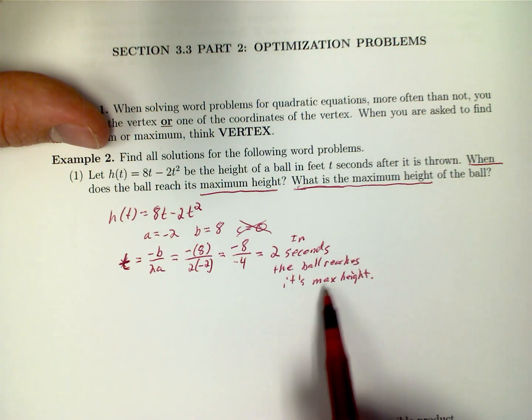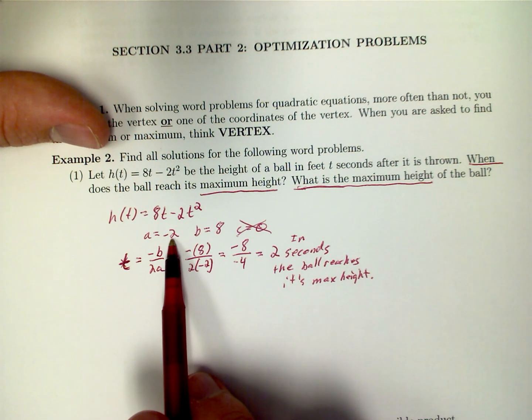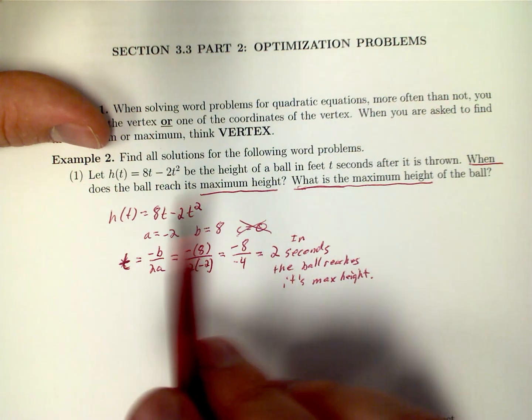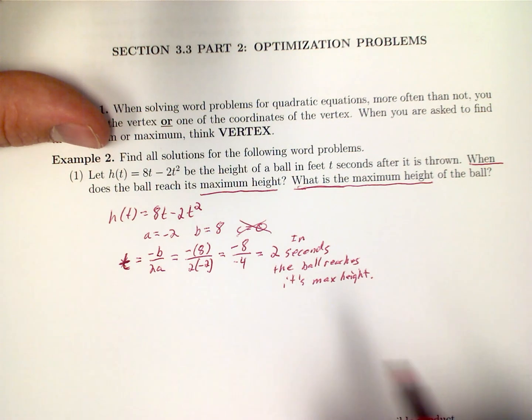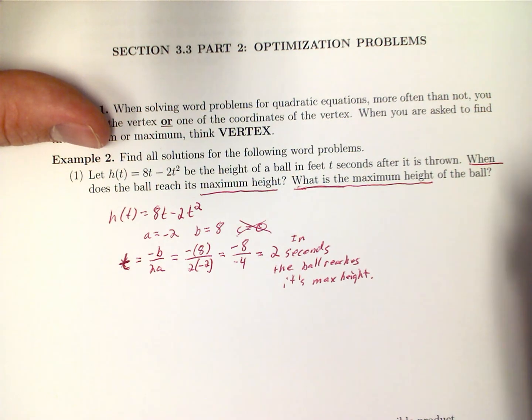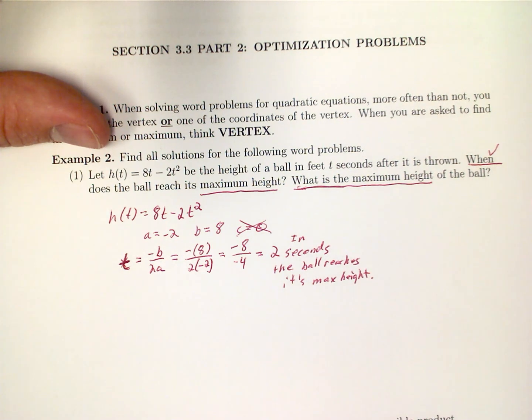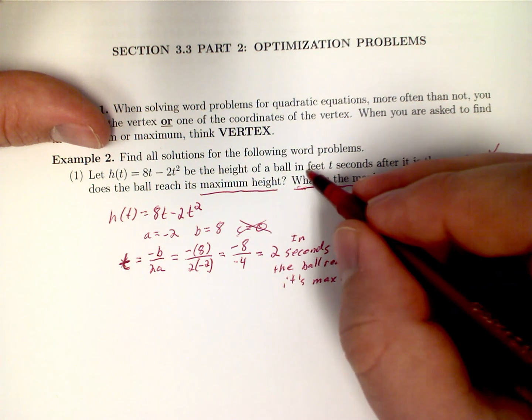And we know it's a max height because what is the a value? It's negative. So that double confirms that what we're asking for is legitimate in this case. If it was positive, this wouldn't make sense. All right. So we found the when, so we're good there. Now we need to find the what part.